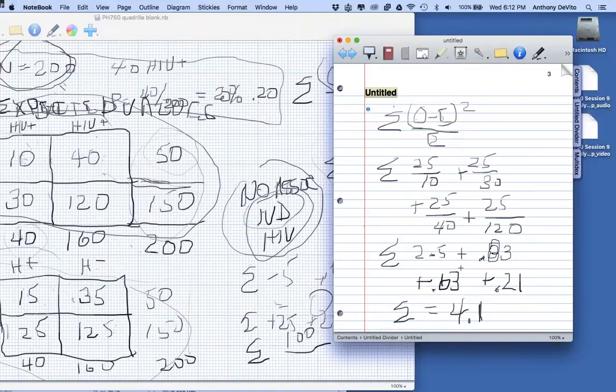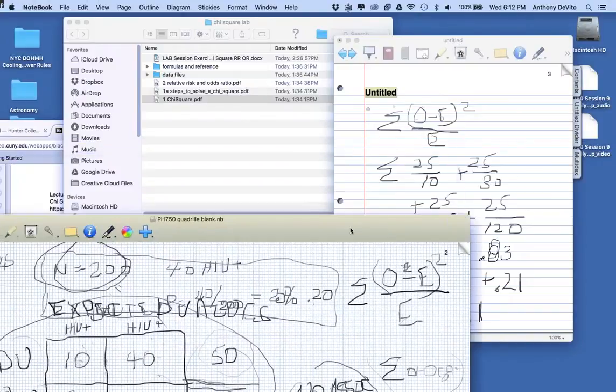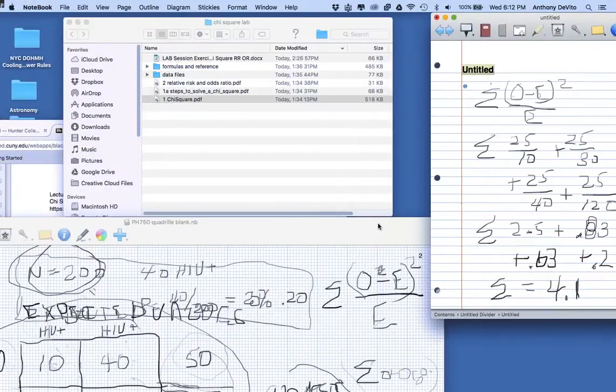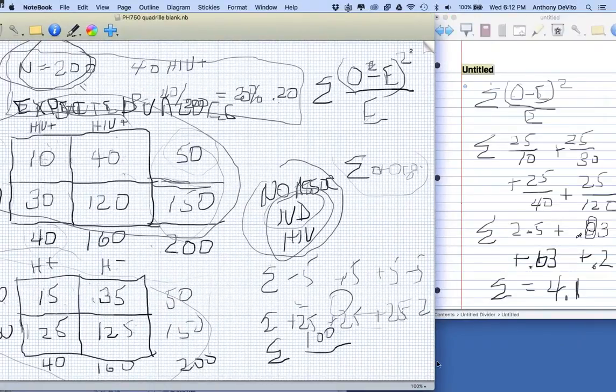In fact, there is a probability distribution called the chi-square distribution. It actually has many forms. It looks something like this. Let me draw it on here first. I'm going to hold on to that 4.1 for now.